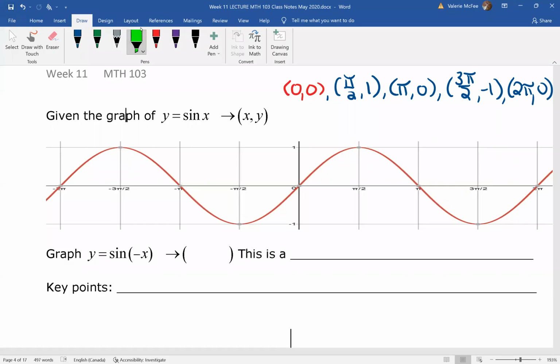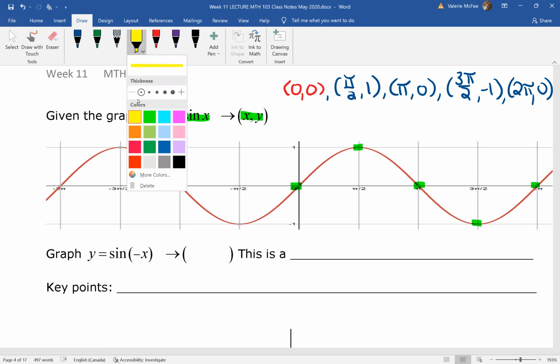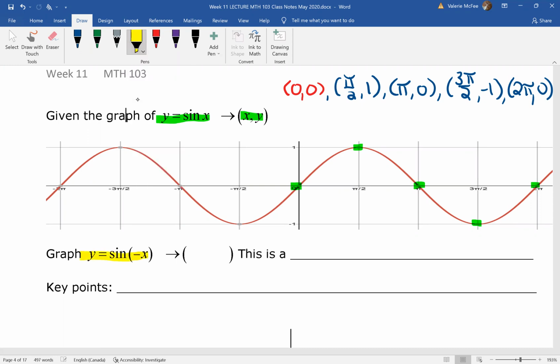So I've given you the graph of y equals the sine of x here, and I've written down the basic points, those key points that I asked you to memorize. Now we want to look at the graph of y equals the sine of negative x. That tells me that I'm going to put the negative sign on x. So instead of x, y, we have negative x, y. Why don't you graph that function?